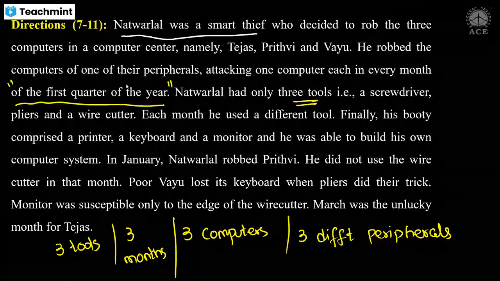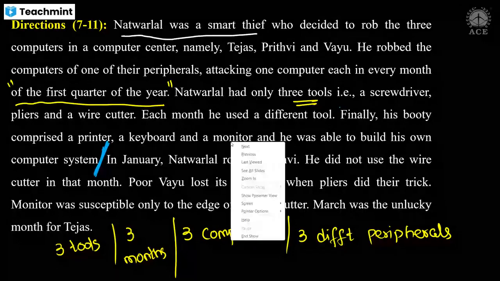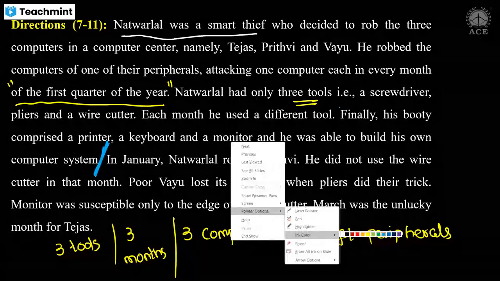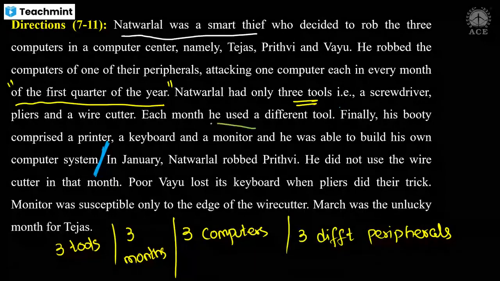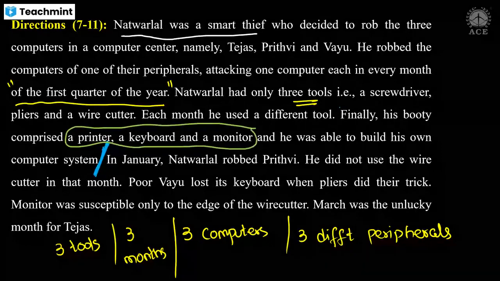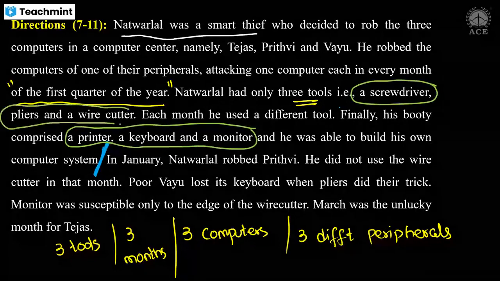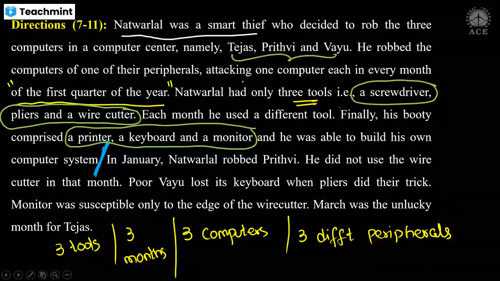This is all only up to this part. It's only about the question data, not the original. They said, what are the 3 different peripherals? The 3 different peripherals taken are printer, keyboard, and monitor. These are the 3 peripherals. The 3 tools used are screwdriver, pliers, and wire cutter. These are the 3 tools used, 3 different months, 3 different computers. Hope you understand that question.